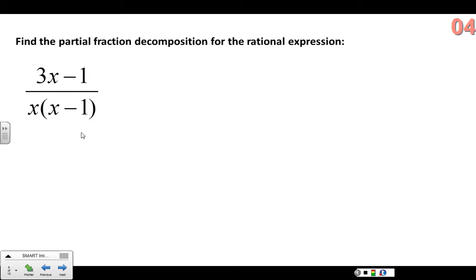So since we have linear factors in the denominator, you have an x and you have an x minus 1. To do the partial fraction decomposition, we're just going to say that this is equal to a constant A over x, plus B, another constant, over x minus 1.